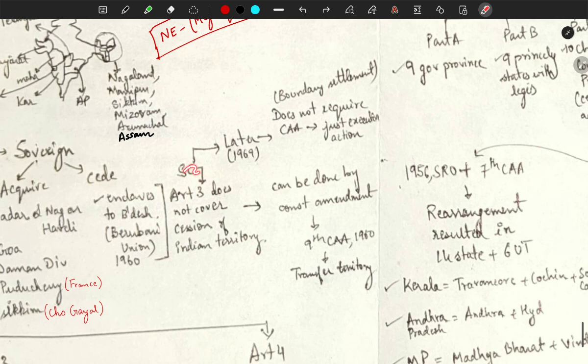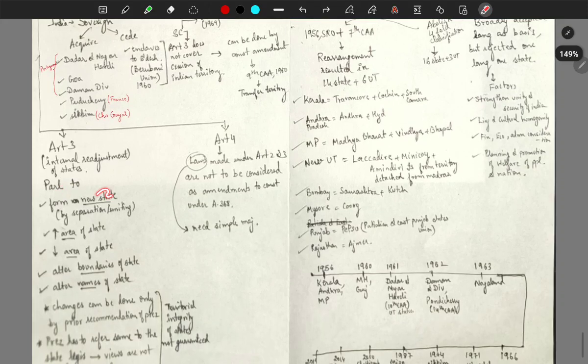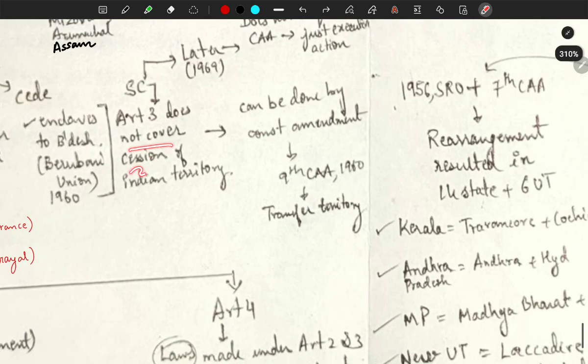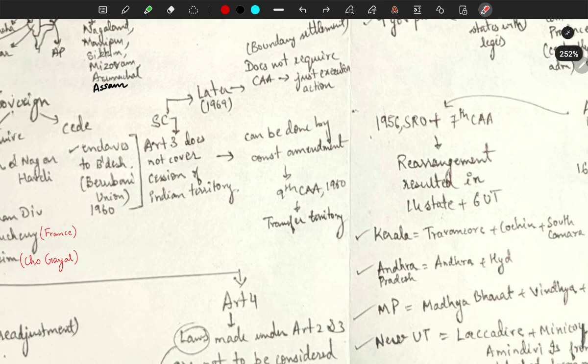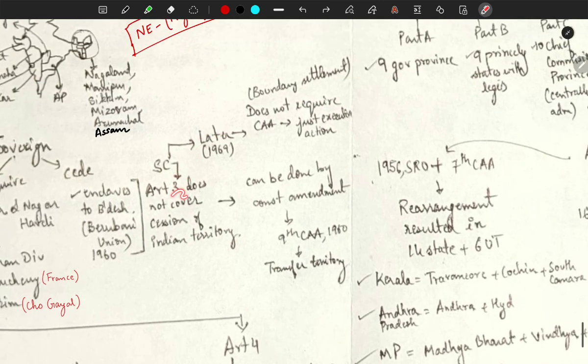Article 3. The Supreme Court told that Article 3 does not cover the secession of Indian territory. What does Article 3 say here? Parliament can form a new state, increase the area of a state, decrease the area of a state, alter the boundary of a state, alter the name of a state. But where is Indian territory mentioned here? It's not mentioned here. That's what the Supreme Court told. It does not cover secession of Indian territory. So it can be done only by a constitutional amendment.